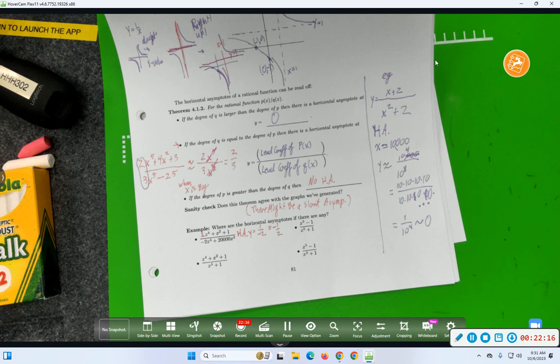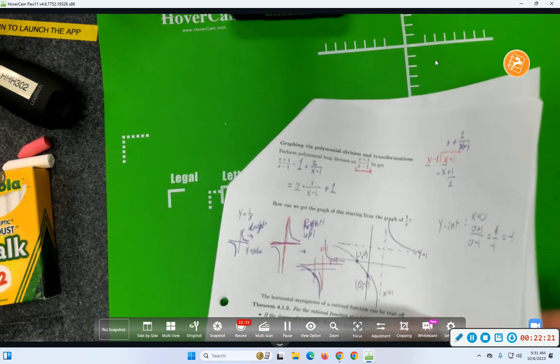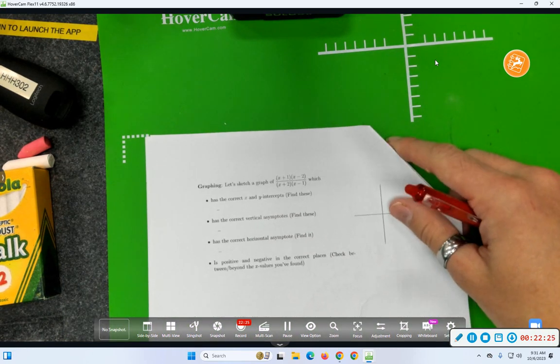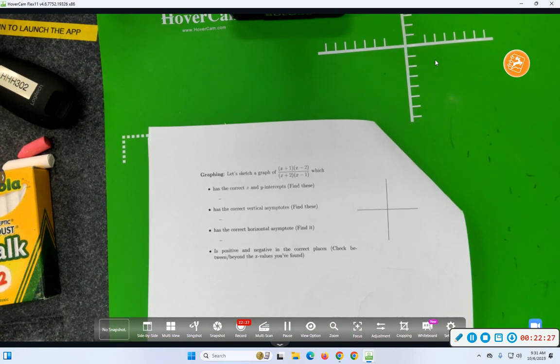All right. So, what I think I want to close with is an example of putting all of the things we've developed together into sketching a graph by hand, which we can then check using a machine. Let's sketch a graph of that. x plus 1, x minus 2, all over x plus 2, x minus 1.